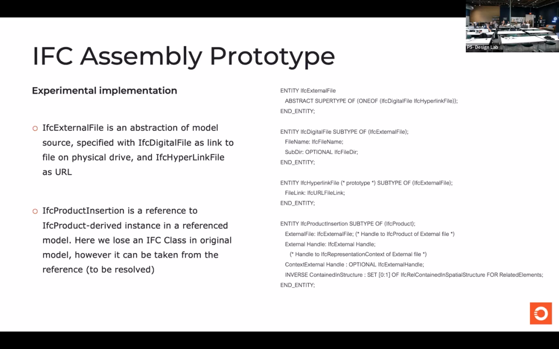IFC external file is an abstraction of a model source, and from that you get IFC digital file, which is a link to a file on a physical drive, and IFC hyperlink file, which is a URL. And then we have IFC product insertion, a reference to an IFC product-derived instance in a reference model. I've got some minor issues with losing the IFC class in the original model. We're still working on this to try and figure out the best way to do it. But you can do a product insertion.